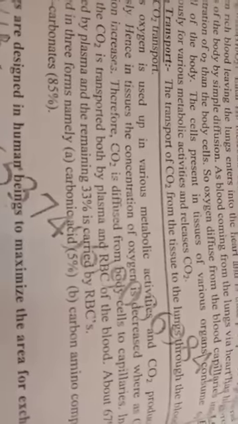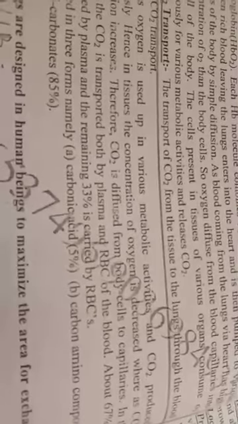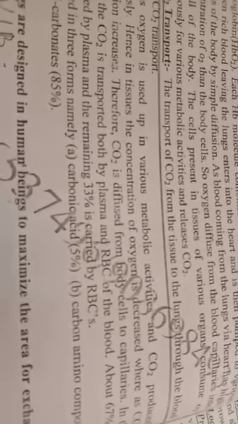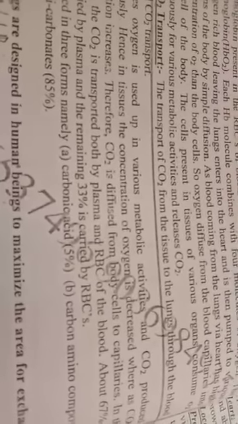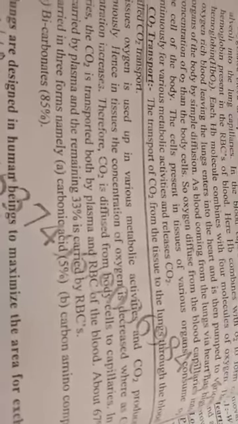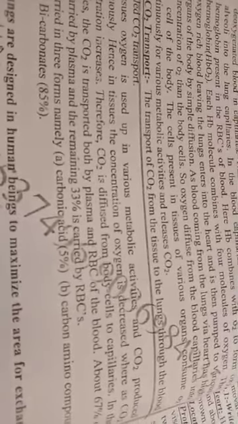In tissue, oxygen is used up in various metabolic activities and carbon dioxide is produced continuously. Hence, in tissue, the concentration of oxygen decreases, whereas carbon dioxide concentration increases. Therefore, carbon dioxide diffuses from the body cells to capillaries.